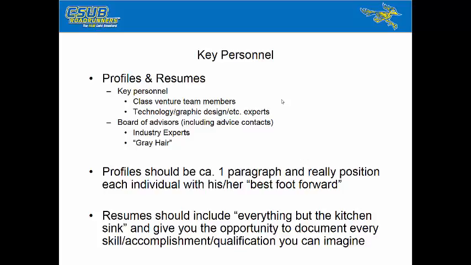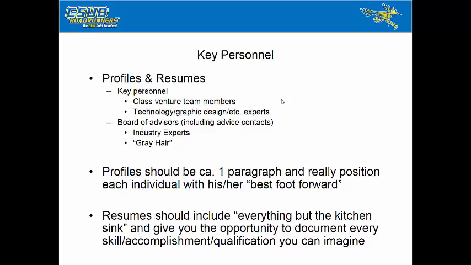So if you don't have that already, as you go forward into the implementation plan, you need to identify who are those experts, who are those sort of older adults, as it were, that are giving you advice on your venture. The profiles, like I said, should be about one paragraph long and really position each person in the team with their best foot forward.